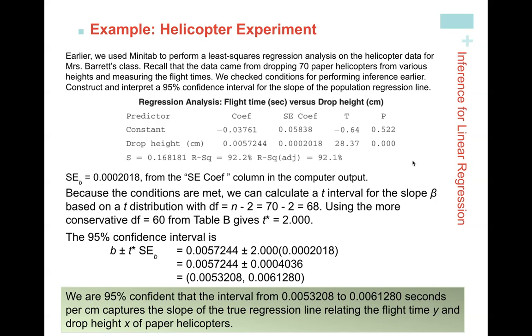So there's your interval, and the interpretation of the interval is the same. We are 95% confident that the interval from lower bound to upper bound seconds per centimeter captures the true slope, or the slope of the true regression line relating the flight time y and the drop height x of paper helicopters. So that is your conclusion for your confidence interval.